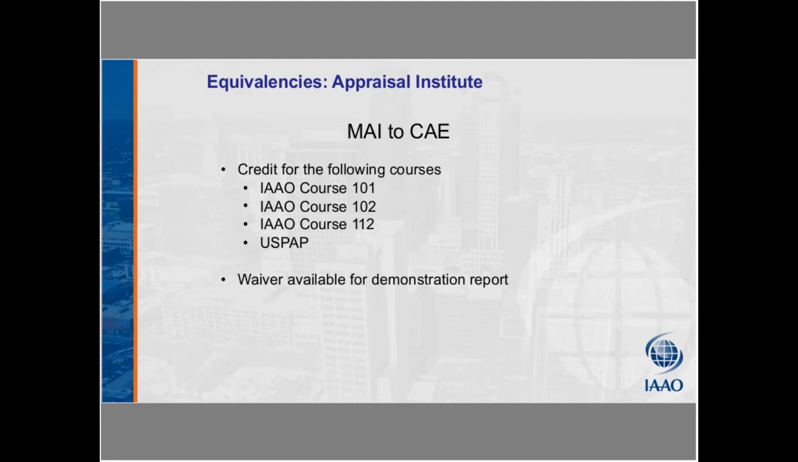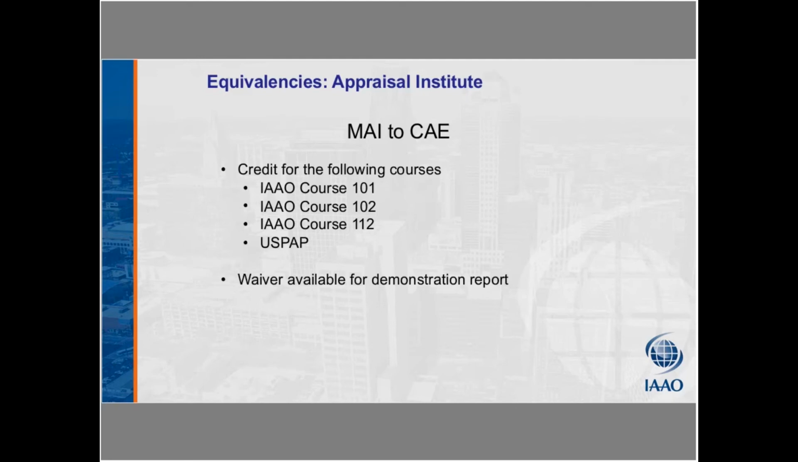What all of these equivalencies do is identify, once again, the single property nature of the other designations. So all of the mass appraisal concepts that IAAO teaches typically are not taught by other associations. What we've identified is the single property education that's been taught through other associations. We're doing our best to give equivalencies there, but the mass appraisal will still have to be tested and demonstrated for IAAO's purposes. So if we talk about the MAI to the CAE, once again, what you're seeing here is that you would receive credit for the coursework that is single property in nature, to include USPAP.